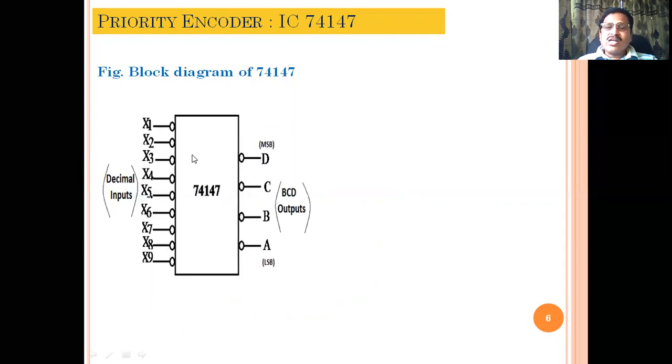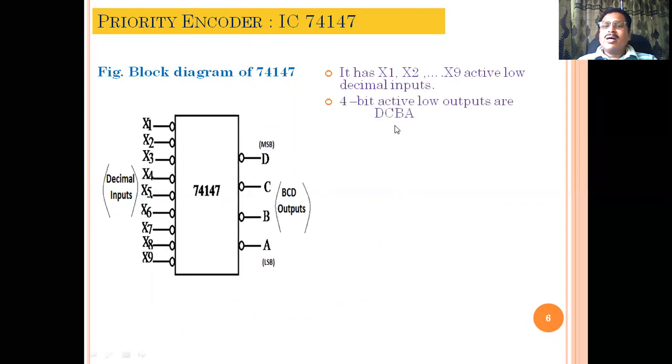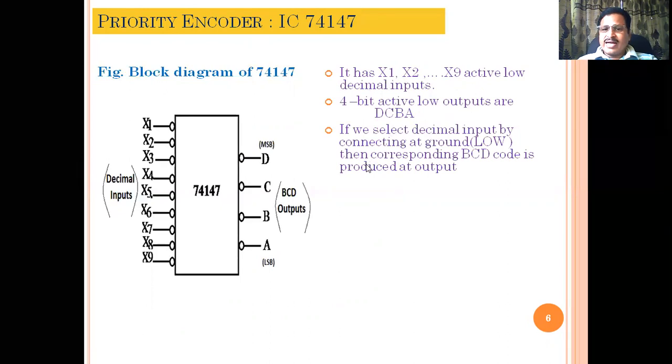So likewise, it will work. Let us see the working in brief. This IC has X1 to X9 as active low decimal inputs and DCBA as active low BCD outputs, right? Then we select a decimal input of our interest, by connecting any one of them. Say I will select here decimal number 2. You can select this by connecting it to ground.